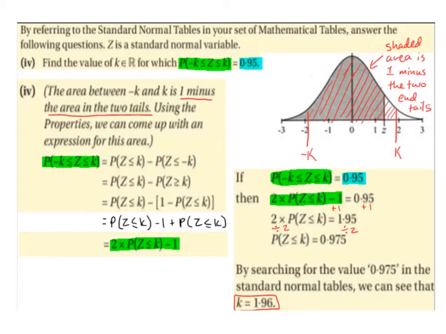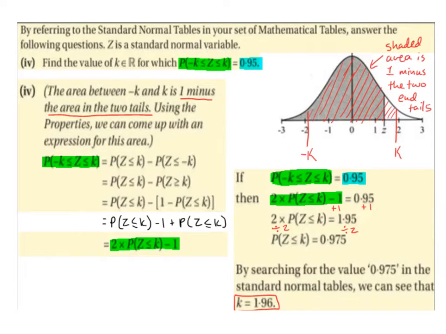And notice that we have the same thing on either side. We have the probability that Z is less than or equal to k, and then we have the probability that Z is less than or equal to k. So we have 2 times the probability that Z is less than or equal to k, and we still have the minus 1. So if the probability that Z is greater or equal to minus k but less than or equal to k is equal to 0.95, then that's the exact same thing as saying 2 times the probability that Z is less than or equal to k minus 1 is equal to 0.95. So we've basically just substituted this for this. And now we just have to solve.